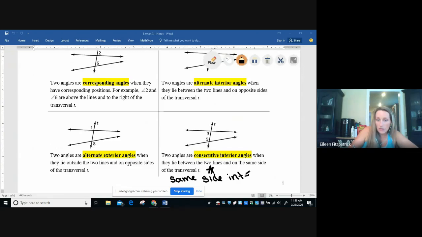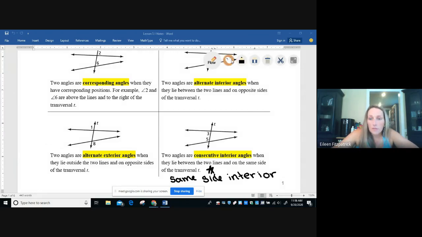interior. All right, so depending on the textbook you pick up, the website you look at, the worksheet you're on, some books call them consecutive interior and other books call them same side interior. They're the same thing, okay?